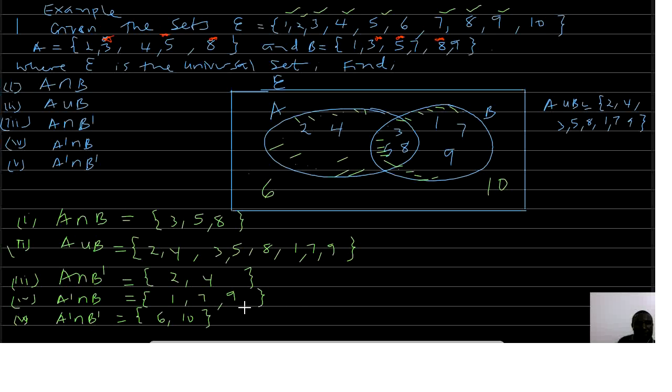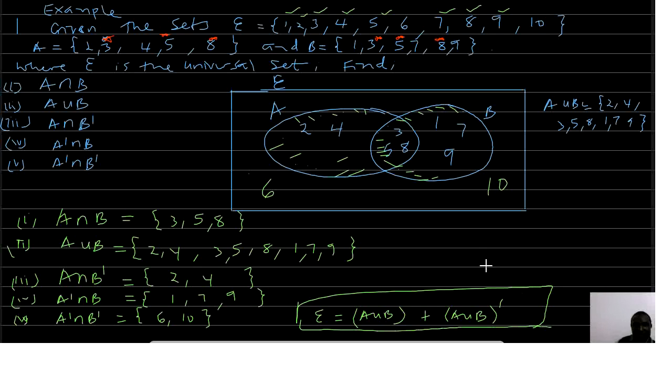So someone can say that the universal is comprising of two regions, A union B plus A union B complement. This is the conclusion. So when you get elements of the universal plus the elements which are outside here, they give us the whole.